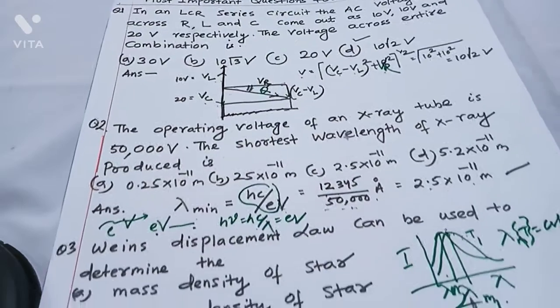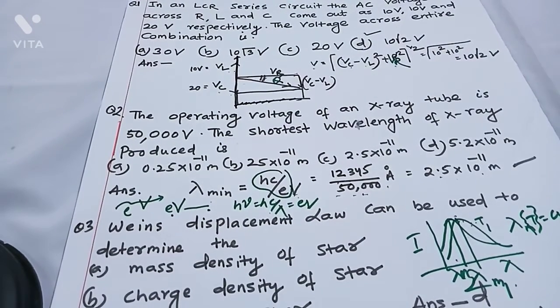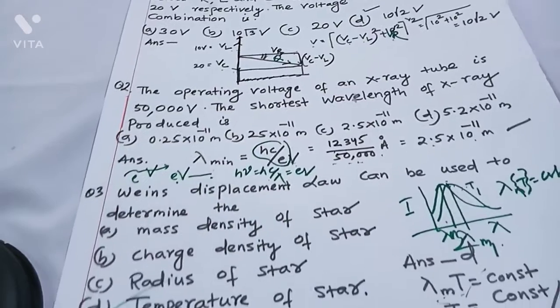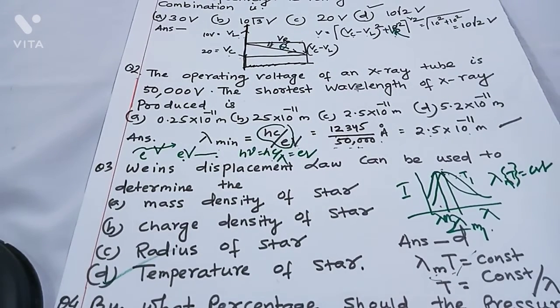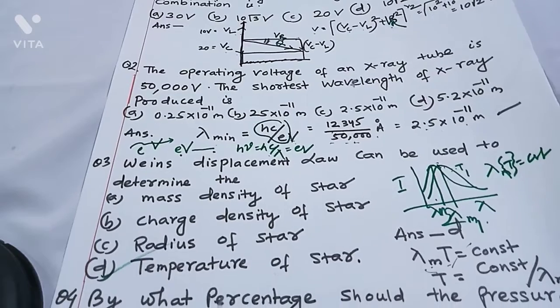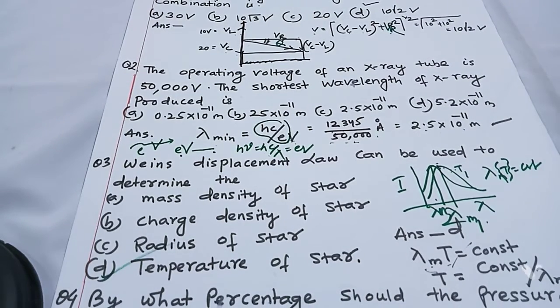Next question: Wien's displacement law can be used to determine, first choice, the mass density of star, charge density of star, radius of star, temperature of the star. Answer is temperature of the star. Now from Wien's law we know lambda m into T is constant.